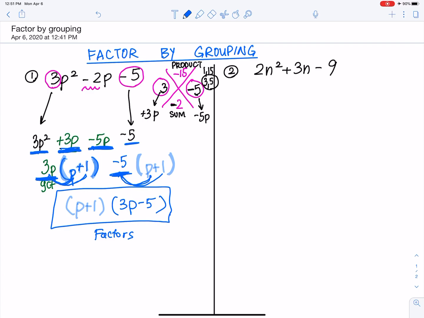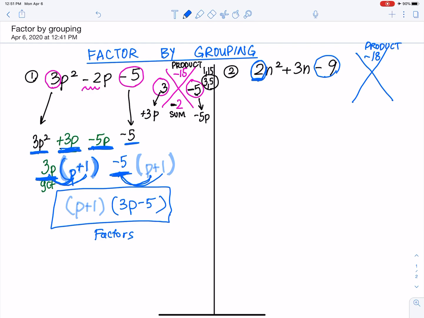Once again, we're doing this by grouping because the coefficient was not 1. So going through the list, this was not X factor, this was not difference of perfect squares, this was not GCF. So that means we're going to use factoring by grouping. We're going to multiply the first coefficient times the last coefficient. So first times last, that's negative 18. So that's our product.